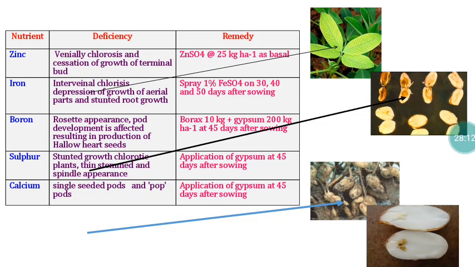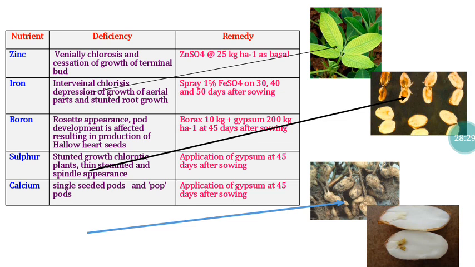These are the problems caused by micronutrient deficiency, particularly micronutrients like zinc, iron, boron, sulfur and calcium, each causing its own problem, particularly zinc. That causes the problem of veinal chlorosis.